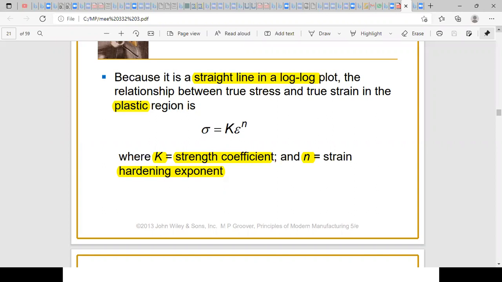Now, concerning the coefficients K and n, K is called the strength coefficient, and n is called the strain hardening exponent.